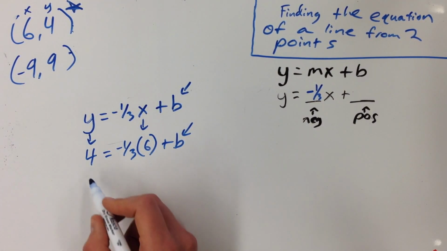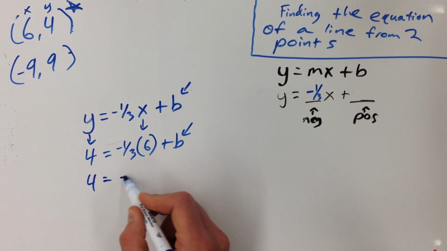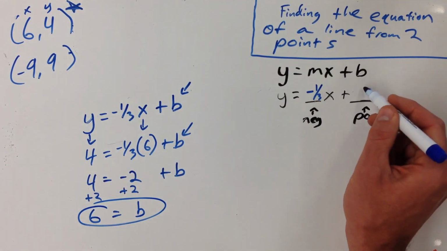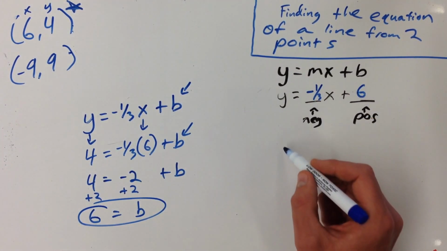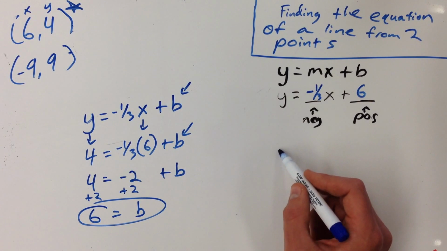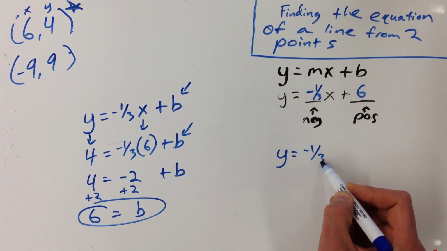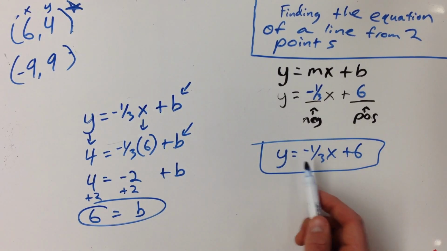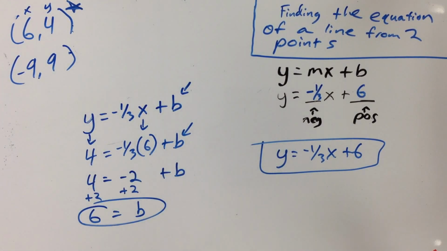Negative 1/3 times 6 is negative 2. I want to solve for b, so I need to get rid of this negative 2. I'm going to add 2 to both sides, and I'm going to get b is 6. So my final answer, and like we said, it's positive: y = -1/3 x + 6. Try plugging in (-9, 9), and you should get the exact same b value.